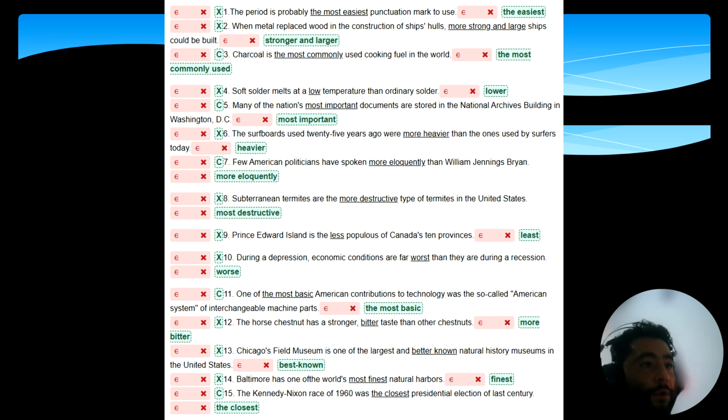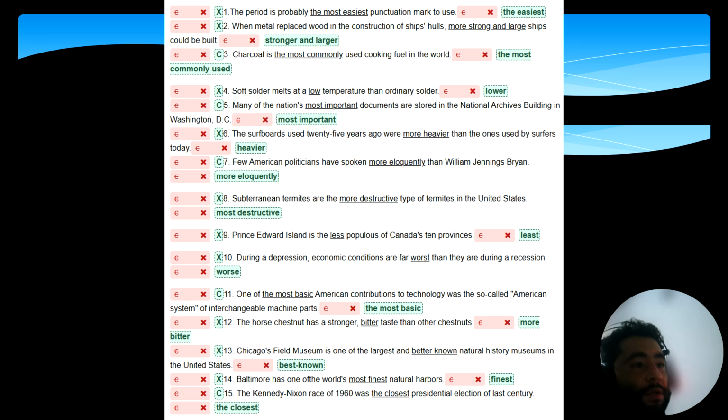In the case of number three, in this case, that one was correct. We can say the most commonly. In this case, we talk about the most commonly used cooking food fuel. In the case of number four, that one was incorrect. We cannot say just a low temperature than, it will be lower temperature than. Number five, that one was correct. We have the most important documents, it is okay. In the case of number six, that one was incorrect. We cannot say more heavier, it will be wrong. So the correction will be just heavier.